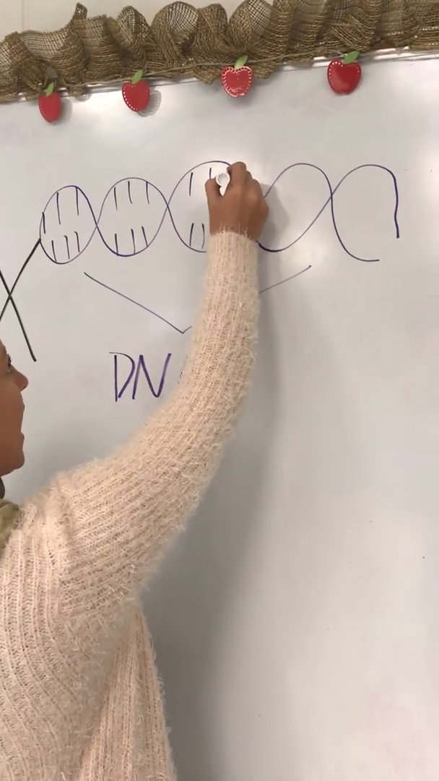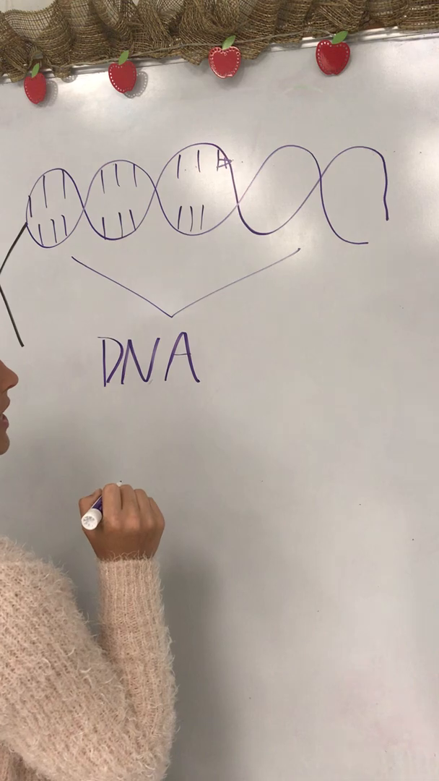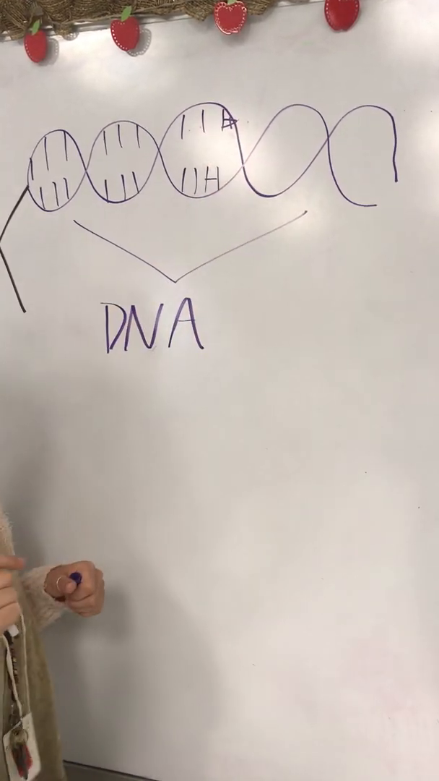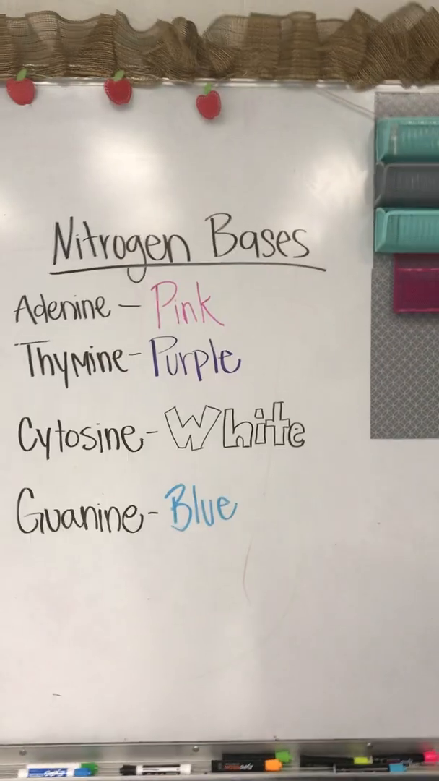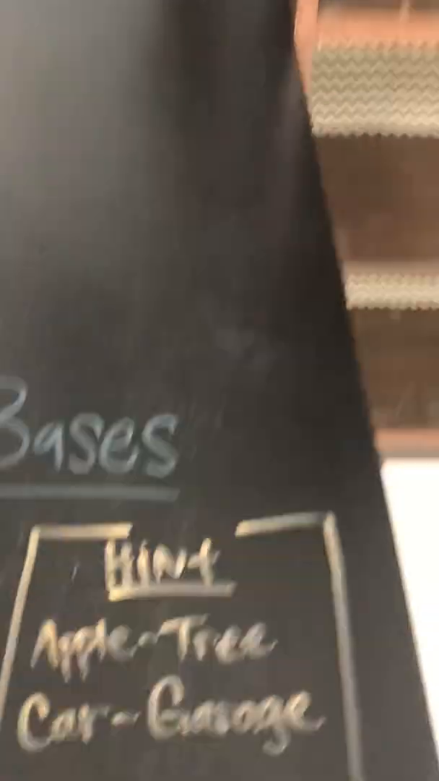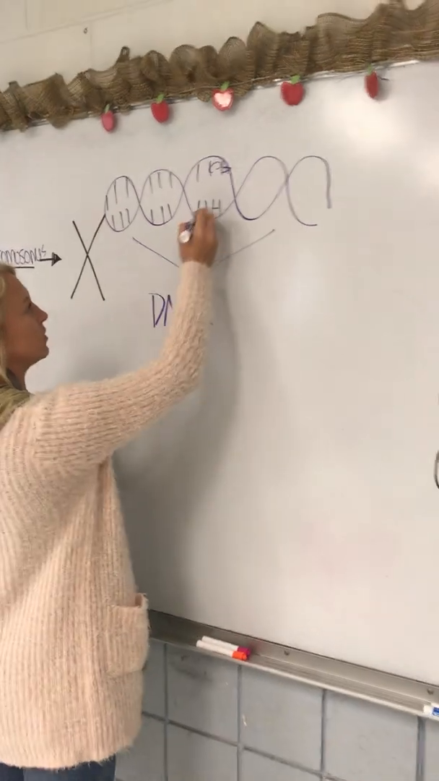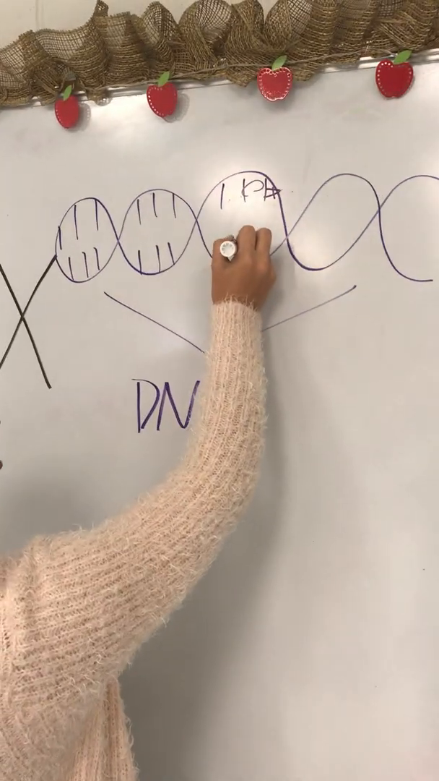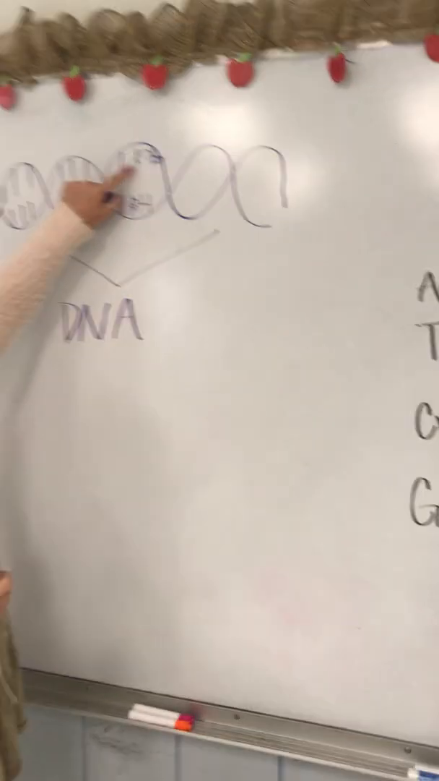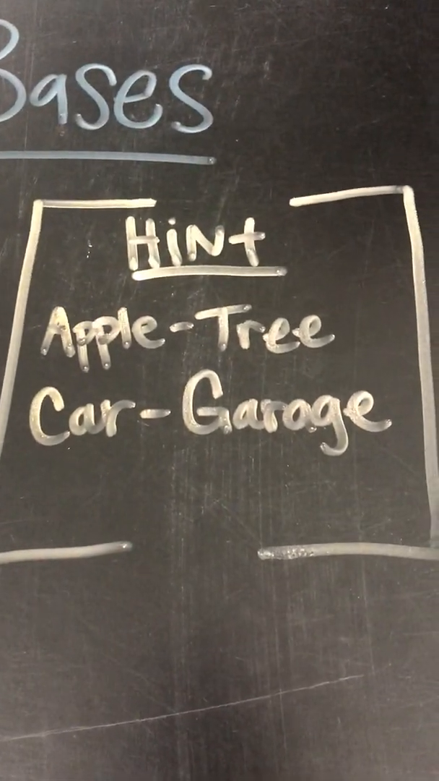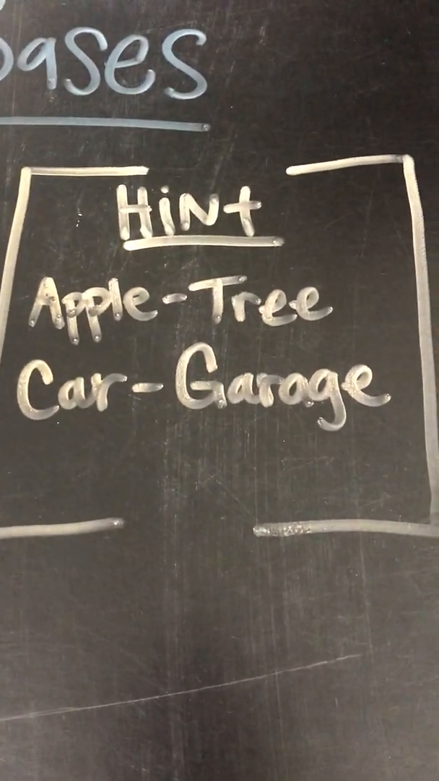Every time you see adenine, represented by an A, you're going to want to put thymine with it. A always goes with T. The way I like to think about that is apple to tree, okay? Another thing that we're going to have is cytosine and guanine. So if you had a C on this little tick mark, you're going to have a G on the other side. That represents cytosine and guanine. The way you can remember that is car to garage. Okay, so apple to tree, car, garage.